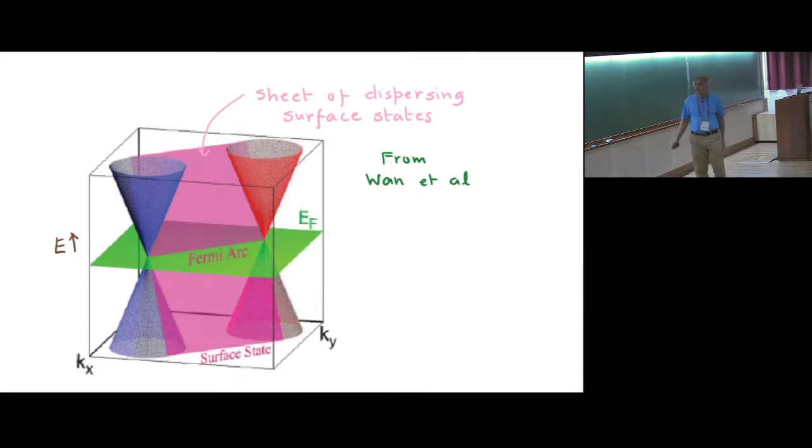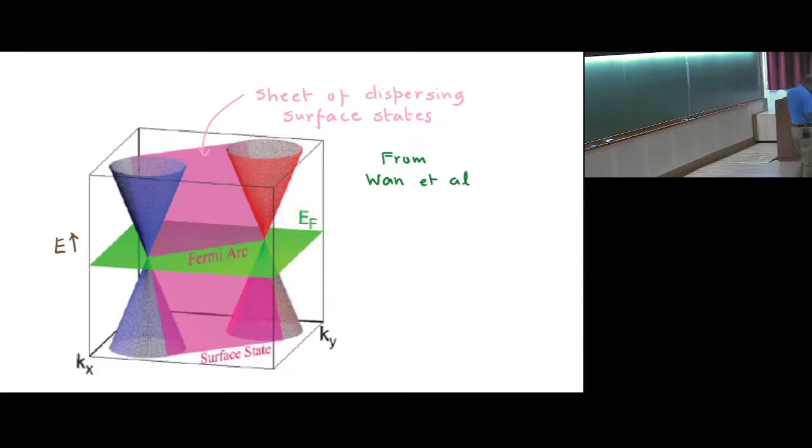They'll be allowed. In addition, what Ashwin and collaborators pointed out was that in addition to the projections of those bulk states onto the surface Brillouin zone, there's also an additional set of states, and these are the Fermi arc states. These are the states that go in between the projections of the two Weyl nodes onto the surface Brillouin zone. And of course, there could be more than two.